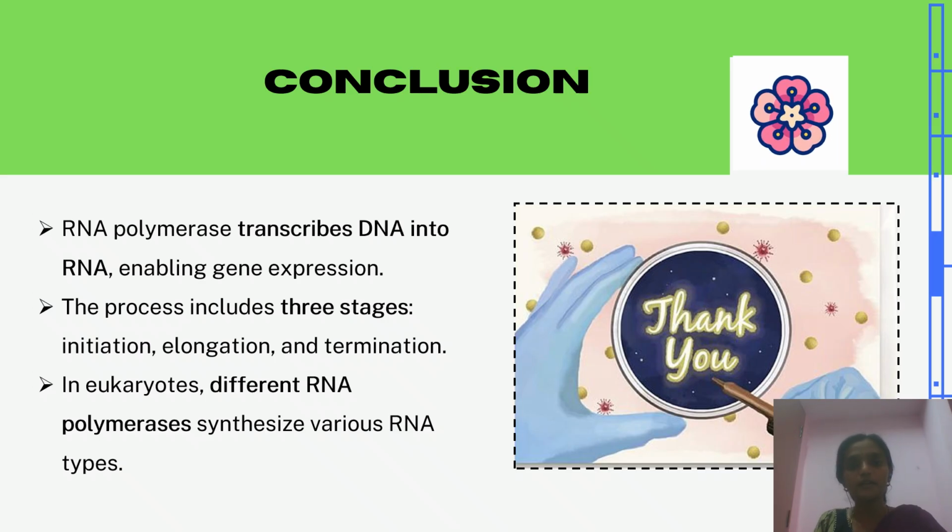To conclude, RNA polymerase defines gene expression by transcribing DNA into RNA. It works through three key stages and varies between prokaryotes and eukaryotes. Truly, it is a molecular machine that keeps life in motion. So finally, transcription will be over.